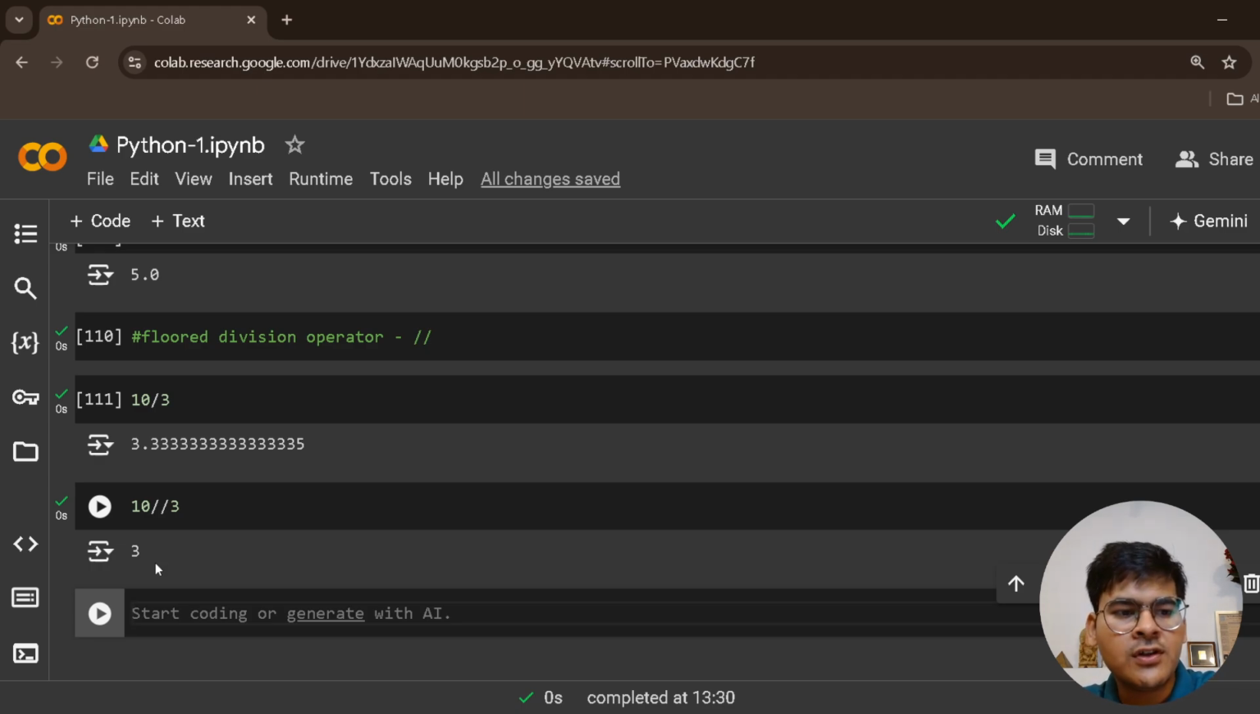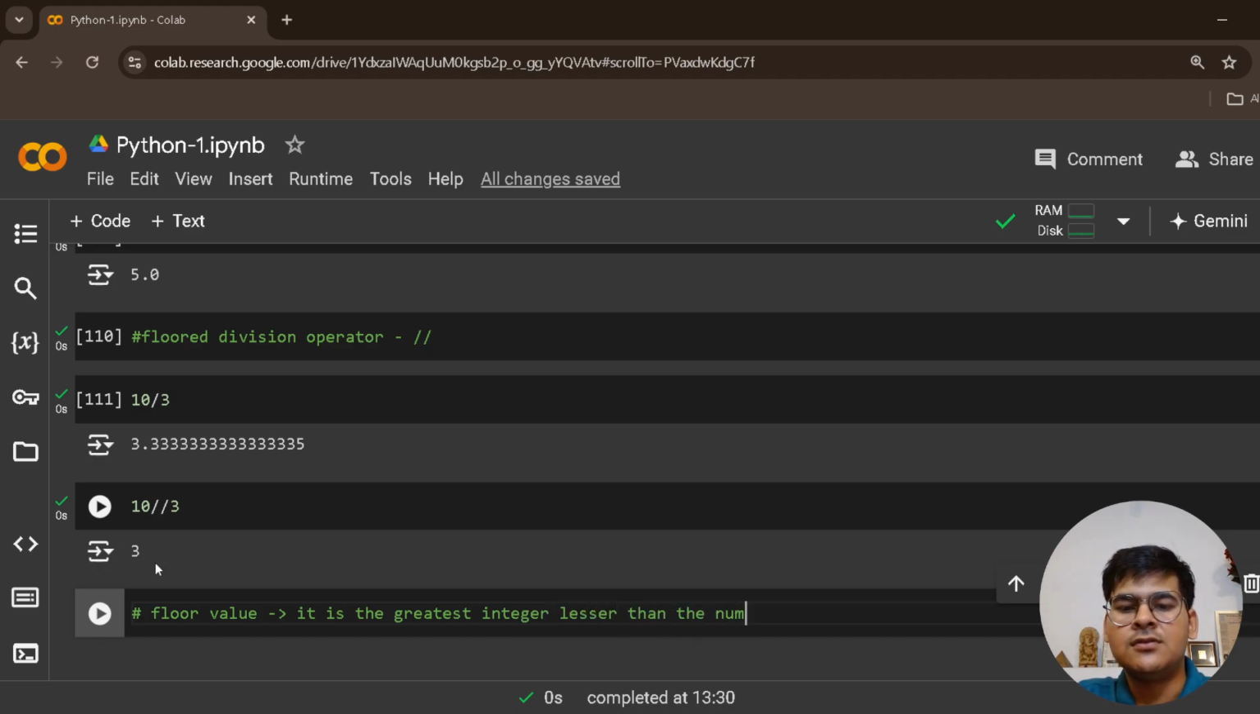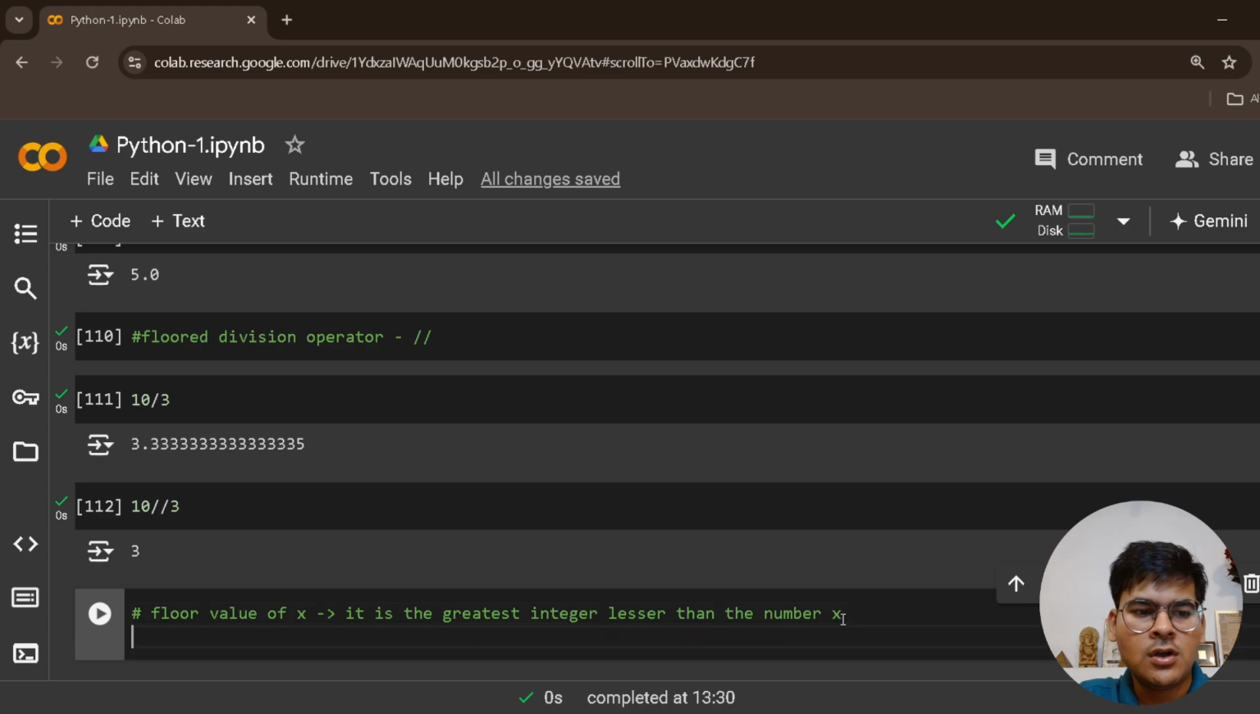What is floor operation on the result? It will give you the floor value. Floor value means if you have 2.3, it will give you 2, the lower integer. Okay, so what is floor value? It is a commonly used term in programming. It is the greatest integer less than the number X.